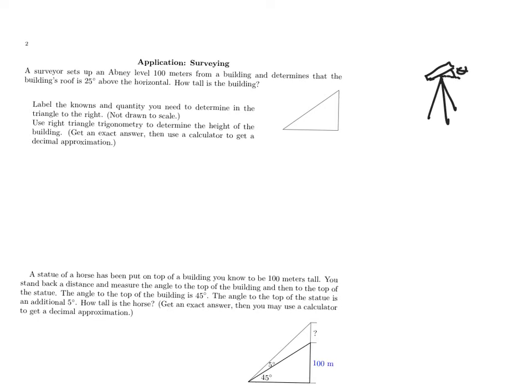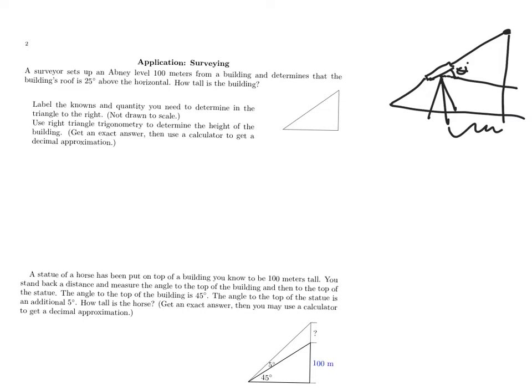So what you'll do if you have an Abney level and you want to know the height of a building is you'll point it at the top of the building. Then it will give you the angle of elevation that you're looking at the building at. And if you know how far away from the building you're standing, that's enough information to determine the height of a building. And let's do exactly that.